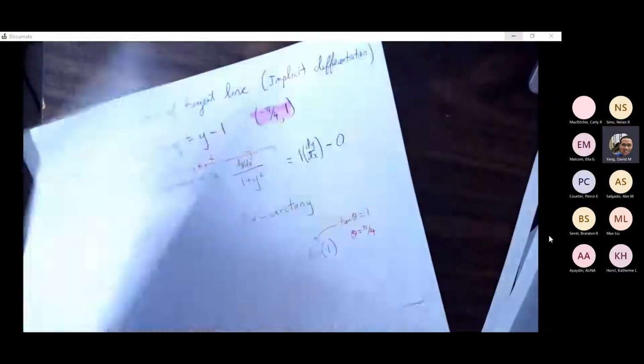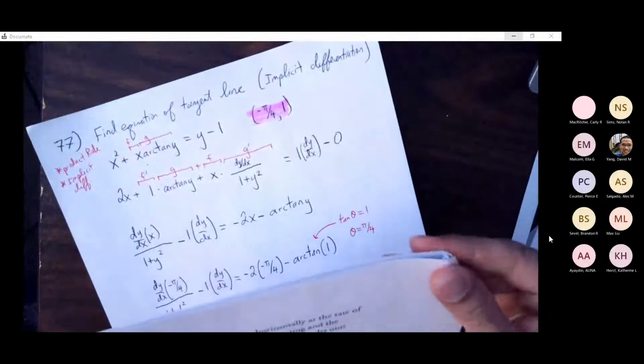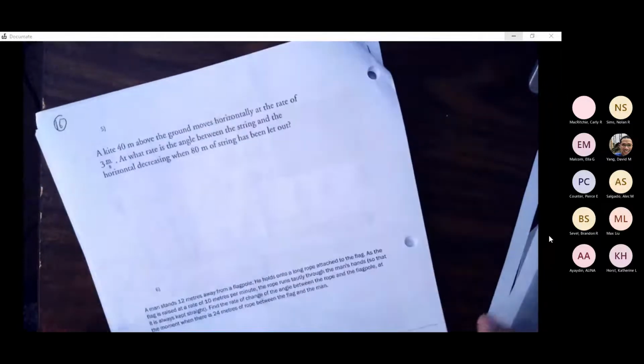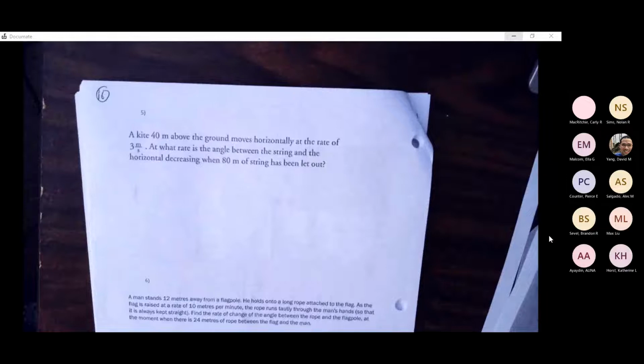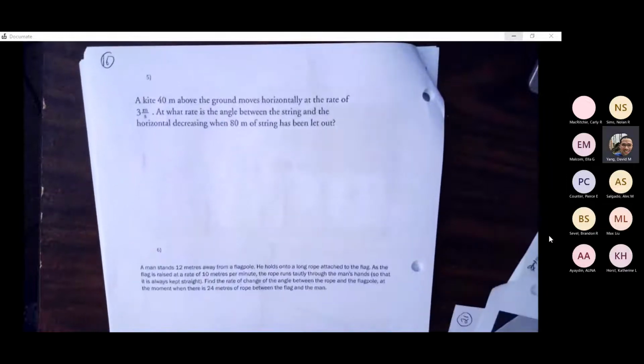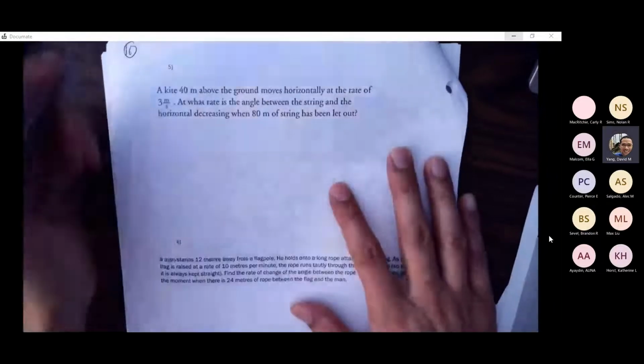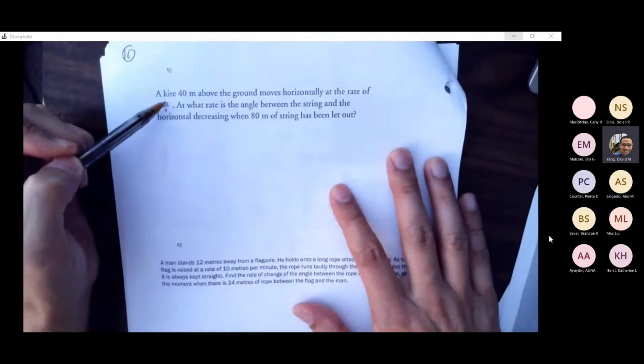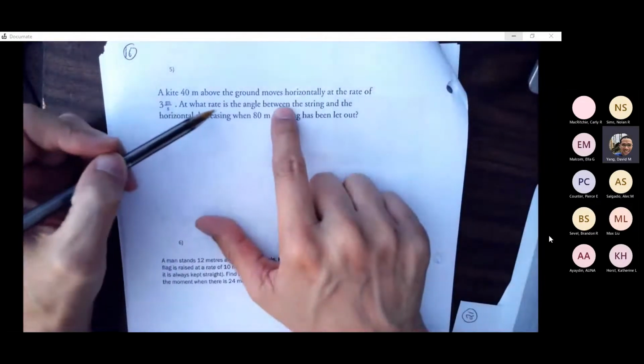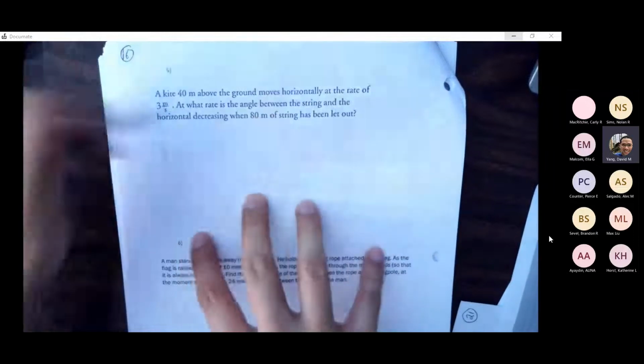Okay, let me do a few more here. So pick out some problems. Page 16. Okay, let's try number 5. Okay, so a kite 40 meters above ground moves horizontally at a rate of 3 meters per second.